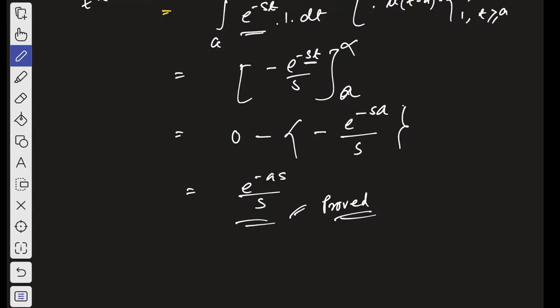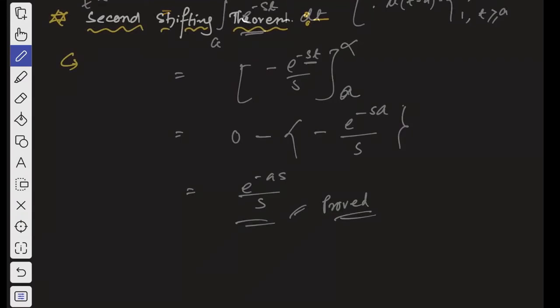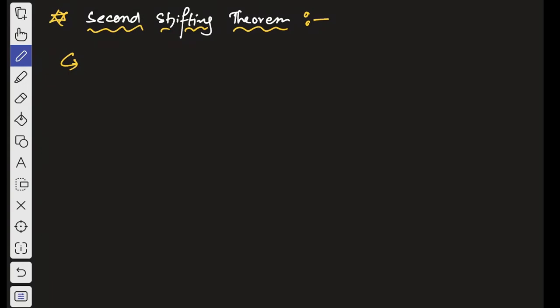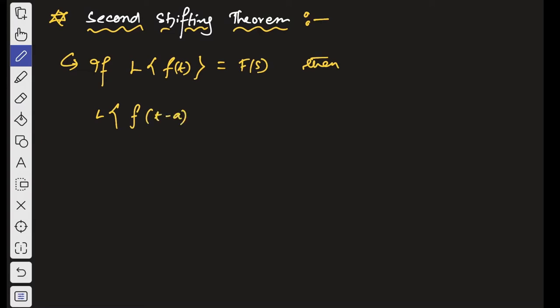Now let's move on to the second shifting theorem. According to the second shifting theorem, if the Laplace transformation of f of t is capital F of s, then the Laplace transformation of f of t minus a into u of t minus a is going to be equal to e to the power minus as times capital F of s. Okay, now let me prove this one.